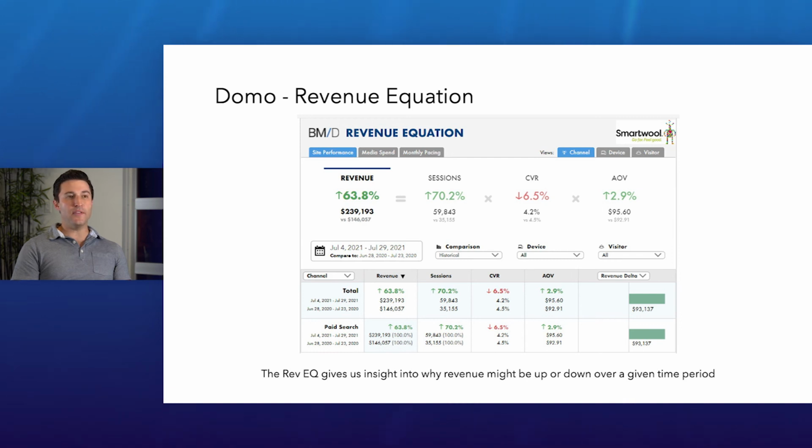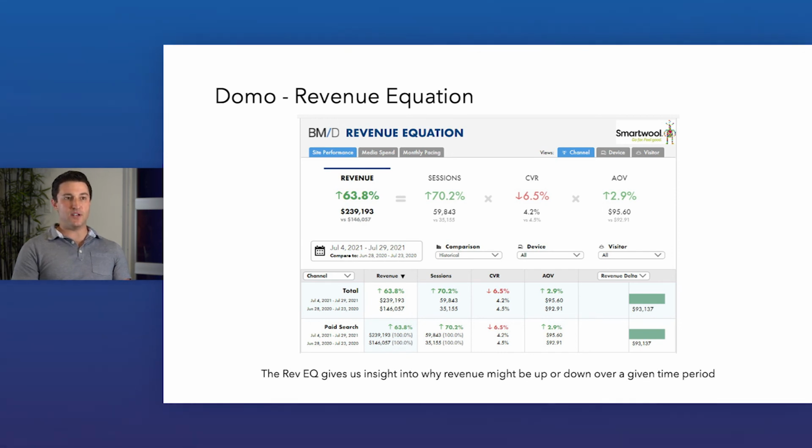AOV is probably the metric that we have the least amount of control over. Usually during a sale, you might see AOV fluctuate. But if we are seeing a low AOV, we might be able to test a different landing page or something else to try and get that up. But all of these metrics add up and will dictate whether your revenue is up or down over a given period.